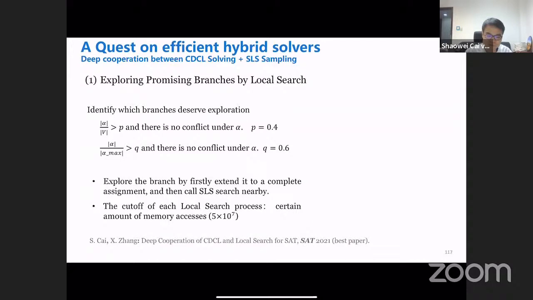So the first question is, we need to find a branch that can be used to produce an initial assignment for local search. Now, which branches deserve exploration?